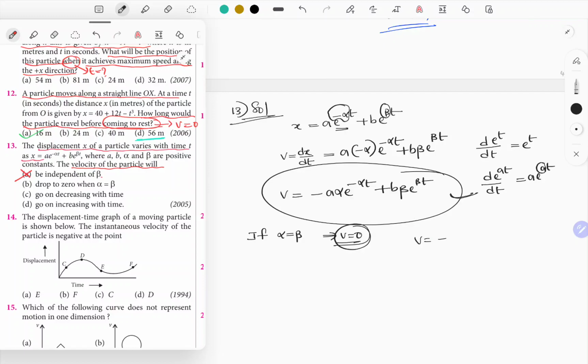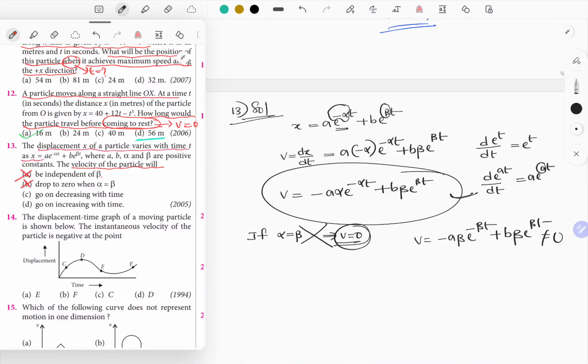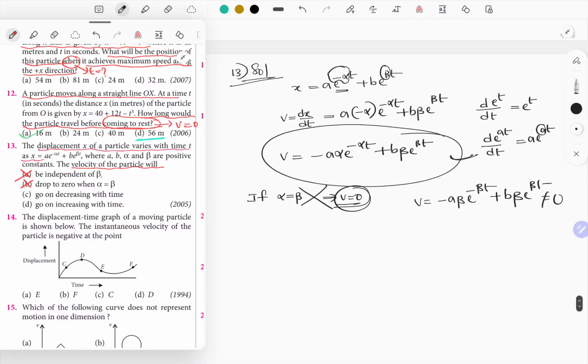Let's check whether it is going to be zero or not. v is equal to, you replace alpha with beta or beta with alpha, that is your choice. Let me replace alpha with beta: minus a beta e power minus beta t plus b beta e power beta t. Is it going to become zero? No, it is not equal to zero. So the second option is also wrong. Let me check option C and option D.